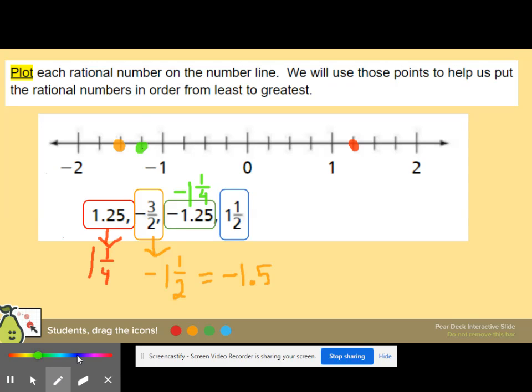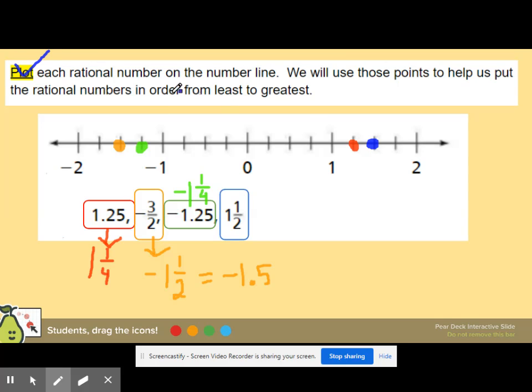And then blue, positive 1.5. Well, I'm going to go forward 1. And then I have to go forward halfway between the 1 and the 2. Now, the direction said plot. I just plotted each rational number on the number line.